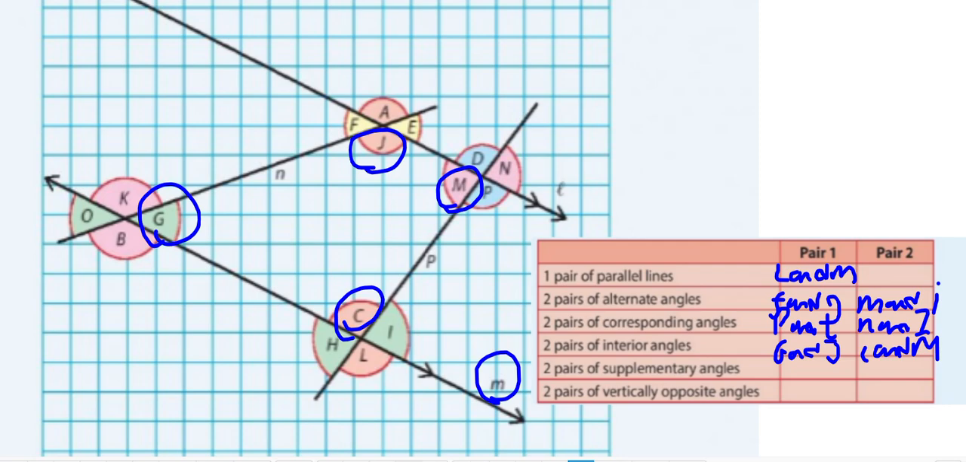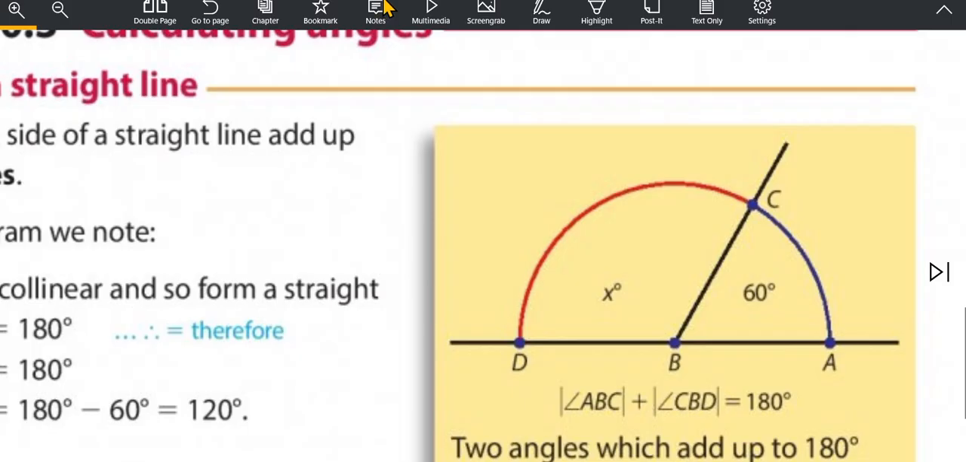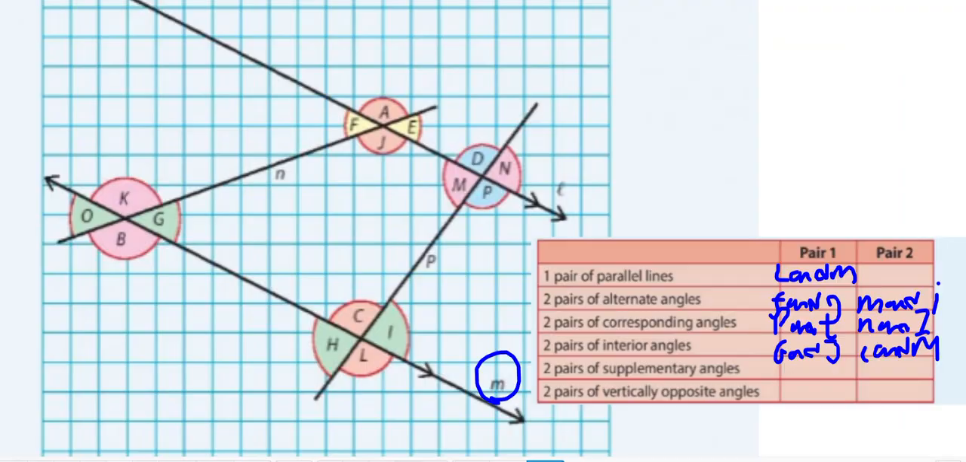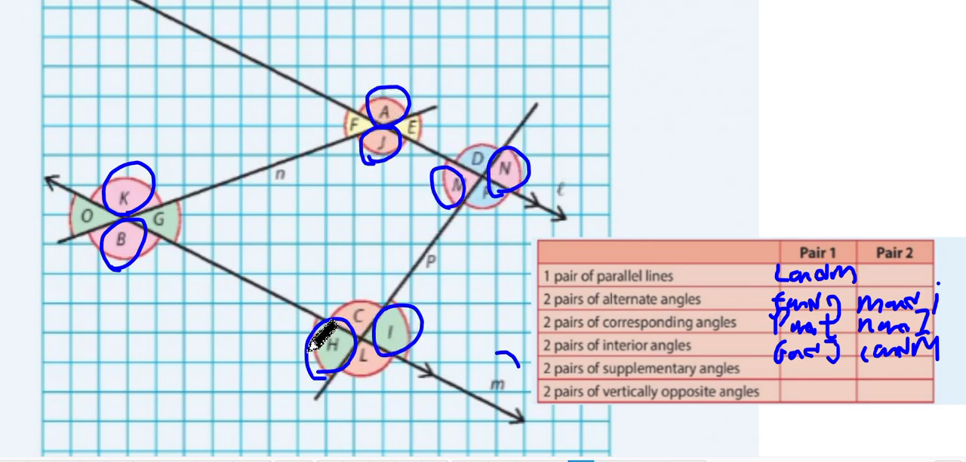Alright, does anybody know what supplementary angles are again? A supplementary angle is any two angles in a straight angle that add up to 180 degrees. So therefore, two supplementary angles. Would you be happy with K and G, A and E, M and P? Yeah, whatever you want. Now, guys, vertically opposite angles are stuff that looks like each other. K and B, A and J, M and N, I and H, any version you want.